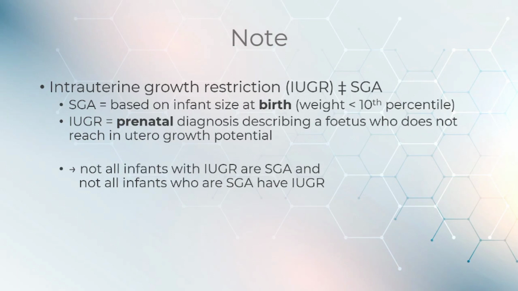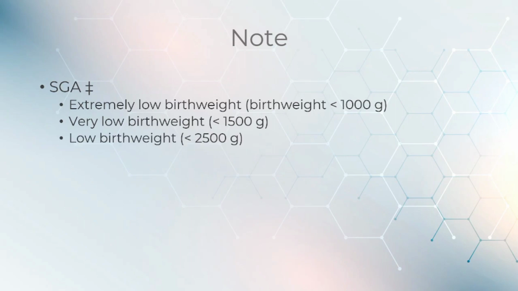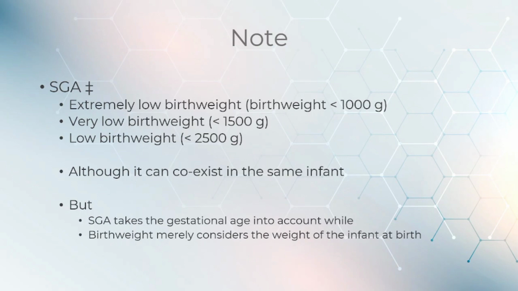growth restriction. Being small for gestational age is therefore not the same as being of extremely low birth weight, very low birth weight, or low birth weight, although it can coexist in the same infant. But it is important to see that the term small for gestational age takes the gestational age into account, while birth weight merely considers the weight of the infant at birth.